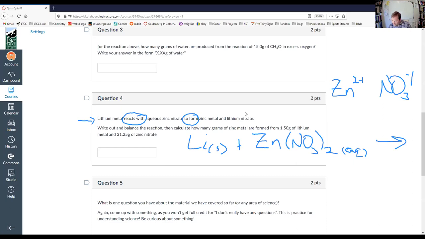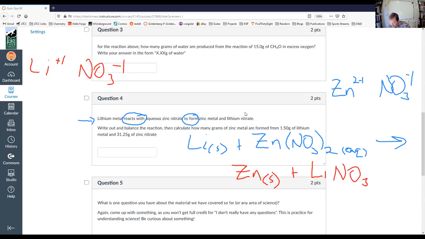Well, zinc metal, I'll use a different color and write it on the next line here. To make zinc metal and lithium nitrate. And lithium nitrate, we can do the same thing. Lithium has a plus one charge when it's an ion. Nitrate is still NO3 with a negative one charge. So lithium nitrate is one nitrate for every one lithium. And it doesn't specifically say it's aqueous. If you checked your solubility rules, you see the lithium and nitrate were always going to make something that's aqueous. They're never going to form a solid there. But if you just left that off, that was fine.